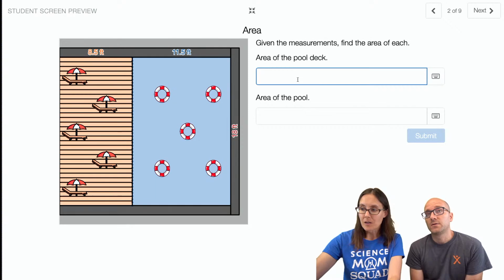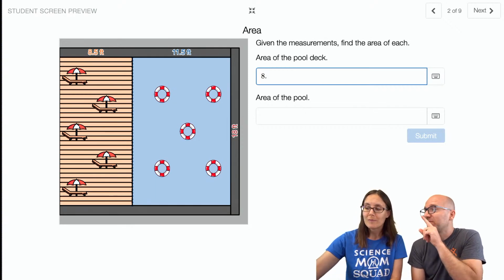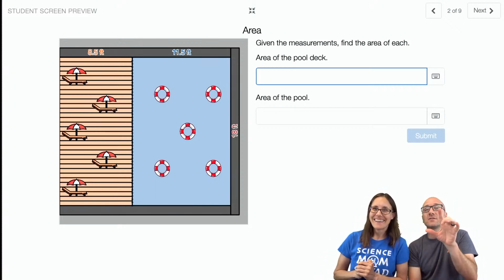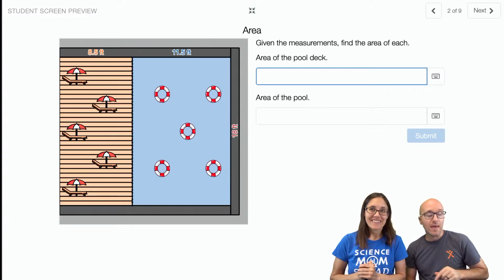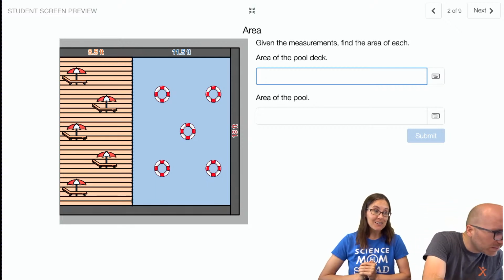I can. So area of the deck is going to be... So actually, science mom, that's good. We're going to give them 60 seconds. See if you can answer this one, and even go ahead and peek at the next screen or two.